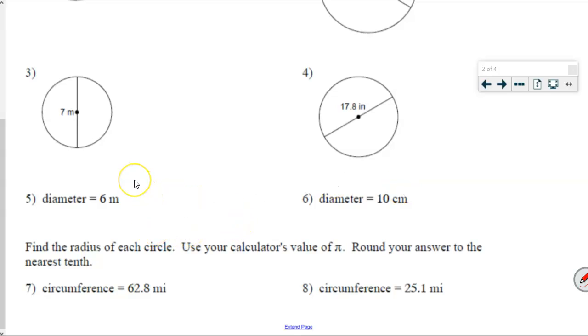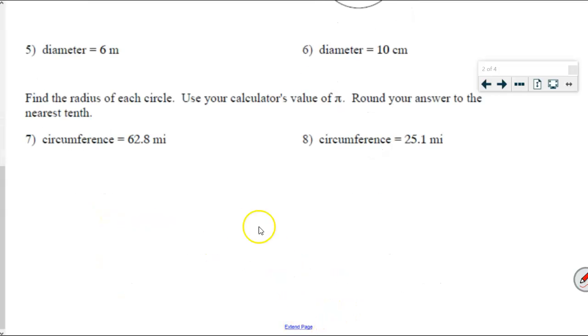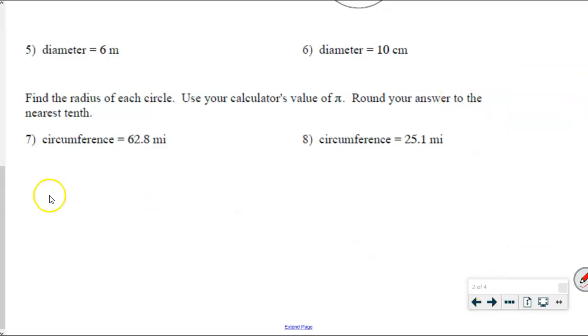It's no different. It's just, instead of a diagram, I'm just telling you that there is a circle and the diameter is 6 meters. You need to find the radius. Your process doesn't change, just how the information is presented to you changes. Read directions for 7 and 8 though. Still says find the radius of each circle. Now it's including this interesting piece of information that you need to use your calculator's value of pi. Round your answer to the nearest tenth.